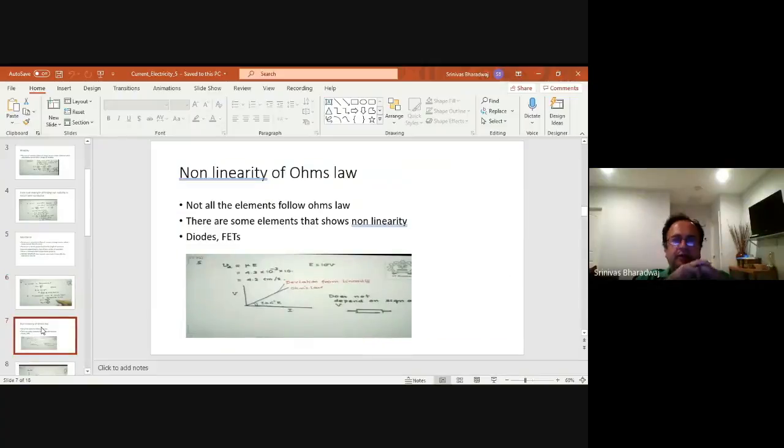Okay, so there are many things that introduce certain non-linearities in the V versus I curve. Not every device behaves linearly. There are diodes and field effect transistors, FETs, which show a non-linear relationship between V and I. Okay, these are in the realm of semiconductors. But normally, when we think of ohmic resistances, for the most part they follow V equals IR.